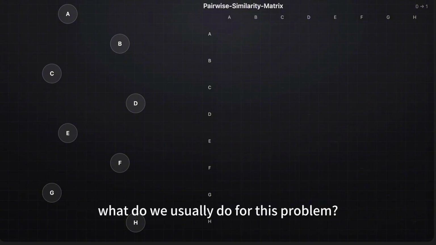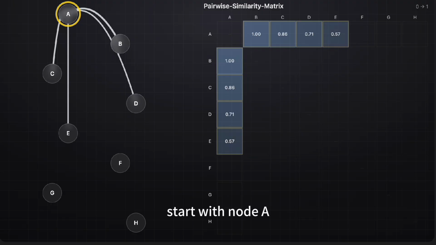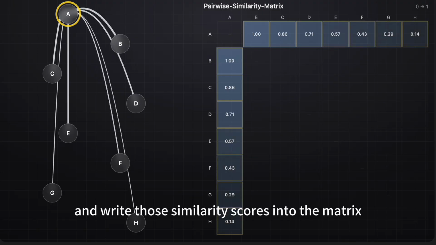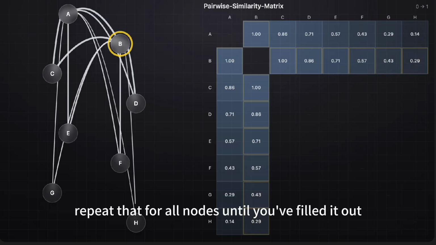What do we usually do for this problem? It's called fully pairwise similarity ordering. Start with node A, compare it to every other node, and write those similarity scores into the matrix. Then repeat that for all nodes until you've filled it out.